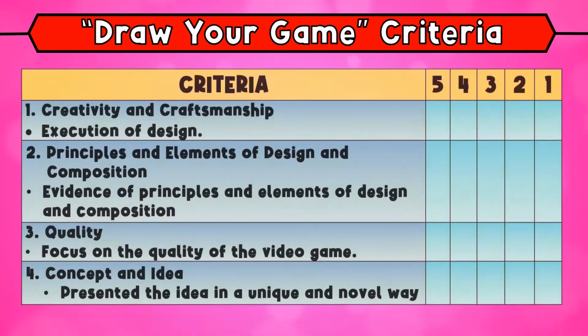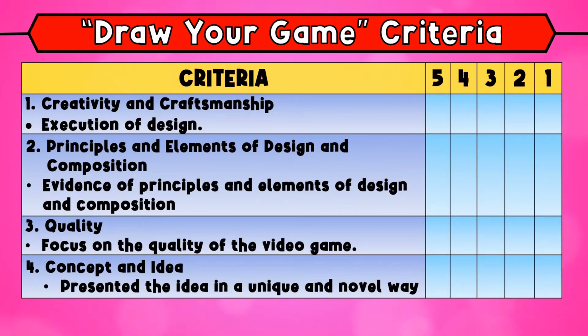First, creativity and craftsmanship: execution of design. Second, principles and elements of design and composition: evidence of principles and elements of design and composition. Third, quality: focus on the quality of the video game. Fourth, concept and idea: presented the idea in a unique and novel way.